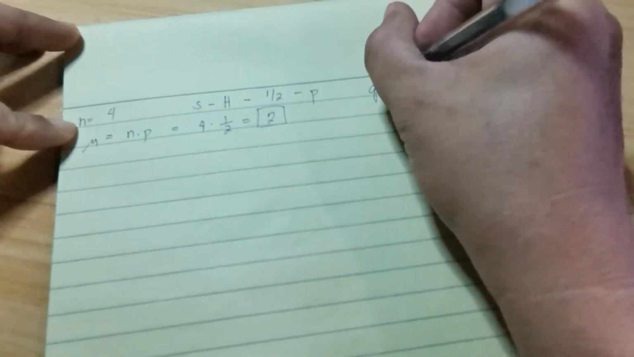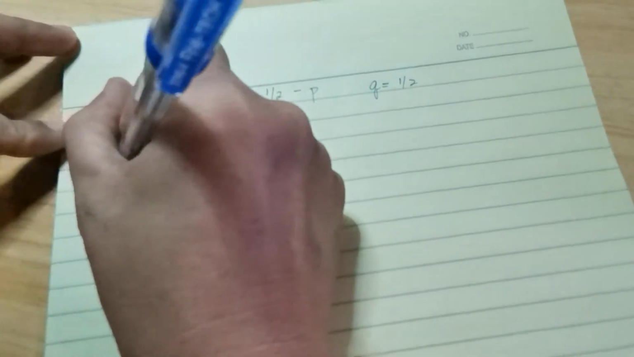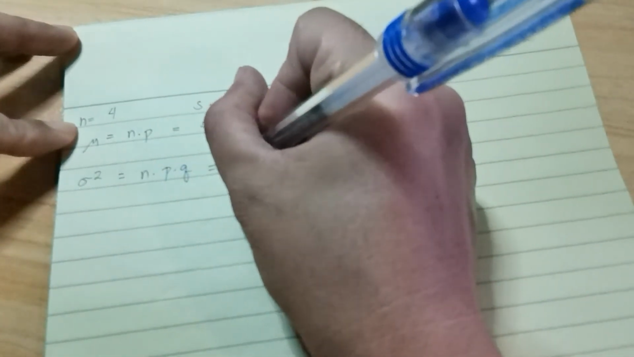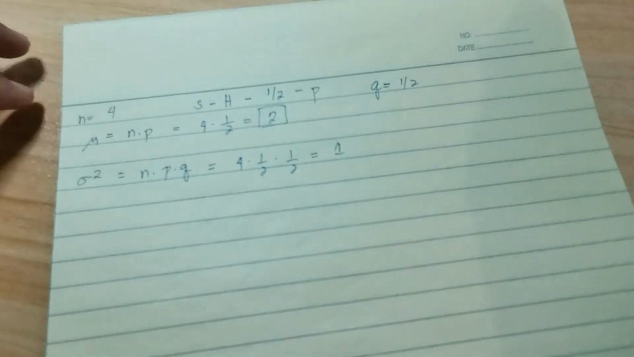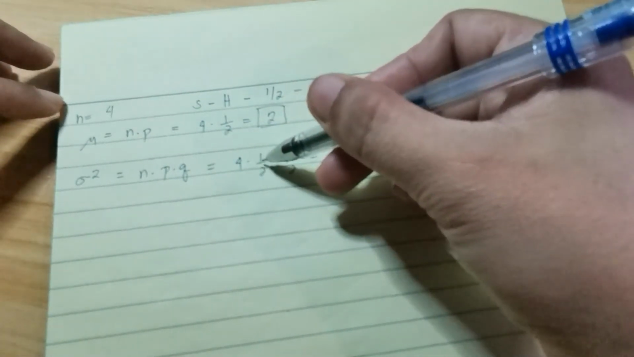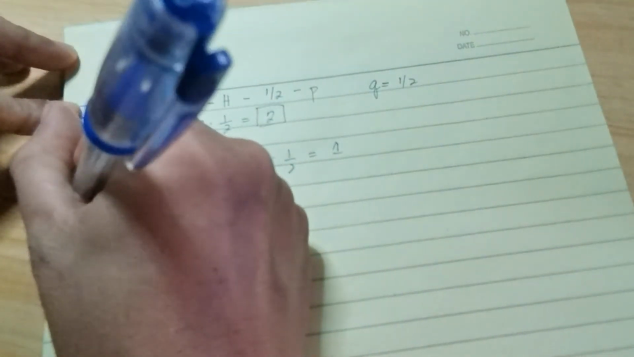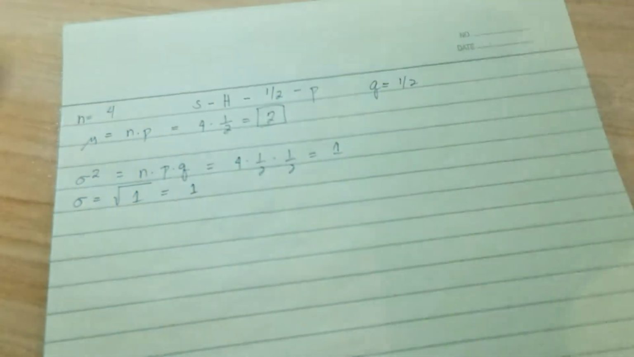Okay, and then how about for the variance? So our q here is 1 minus our p, which is 1/2, so it is also 1/2. So, our variance, sigma squared, is equal to n times p times q. So, we have our n, which is 4, times 1/2 times 1/2. That is equal to 1. Why? Because 4 times 1/2 is 2, times 1/2 is 1. Okay, and of course, the standard deviation. For the standard deviation, you're just going to extract the root of our variance, which is also equal to 1.